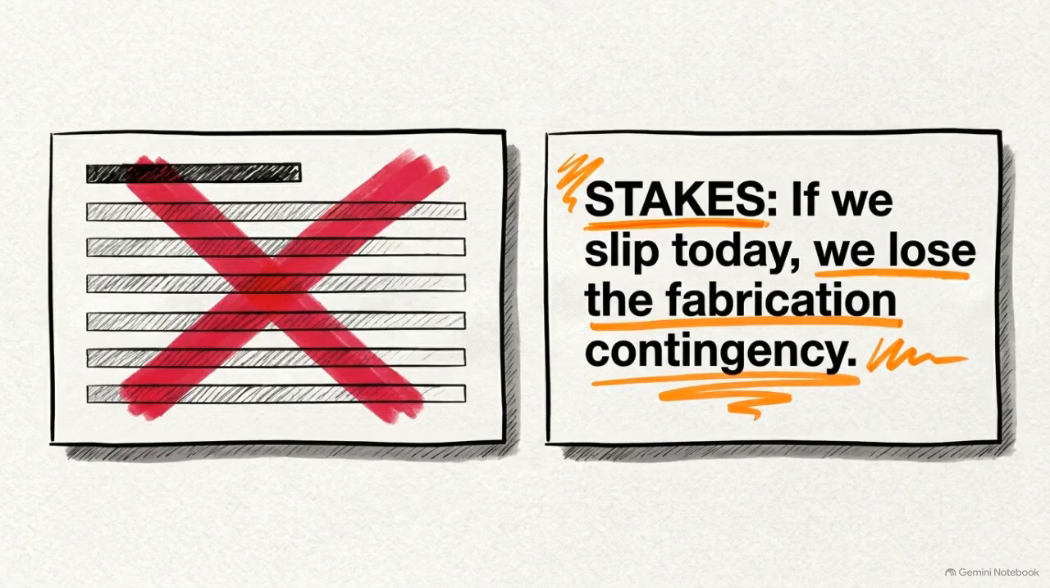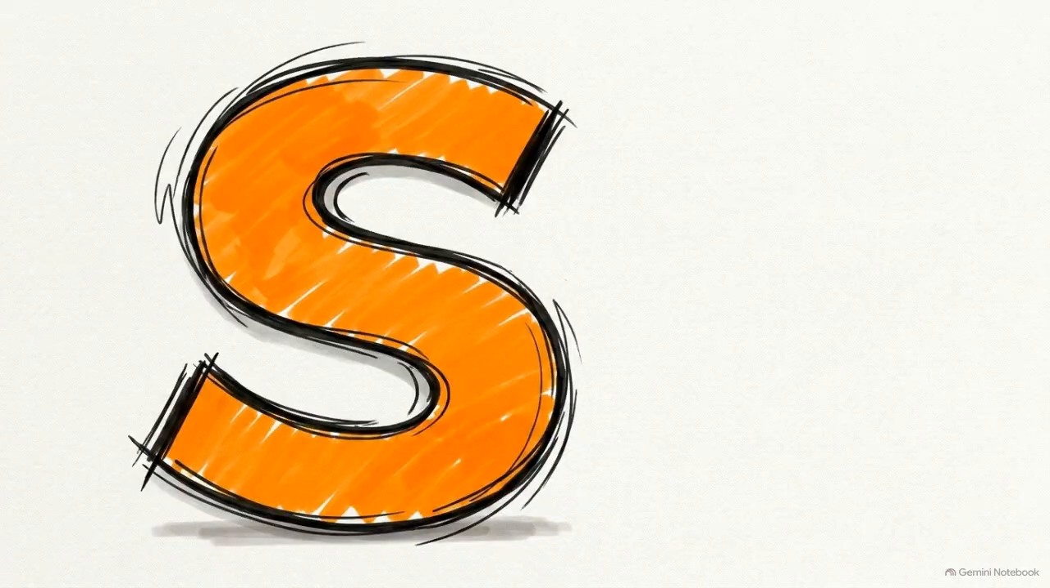Start by deleting your current title slide. We are replacing the standard task list with a single sentence defining the stakes of the meeting. This is the S in the framework.